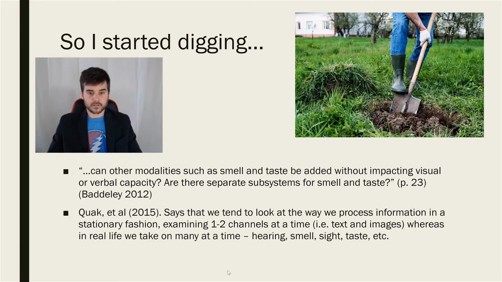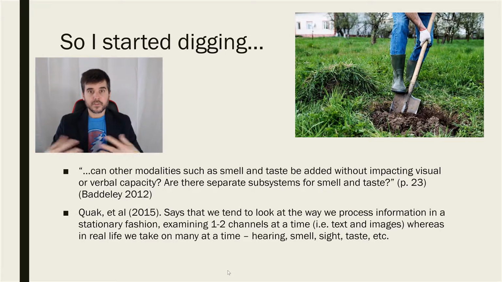Then I found another, and I found more, but I'm just showing a few examples here. An article from 2015 says that we tend to look at the way we process information in a stationary fashion. That's where I came up with the 2D. We examine one to two channels at a time, which are always text and images, or narration and images, animation and narration. Whereas in real life, that's not really how we learn in workplaces and other settings.